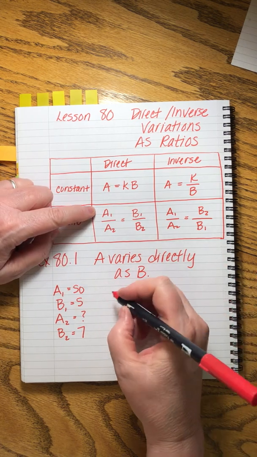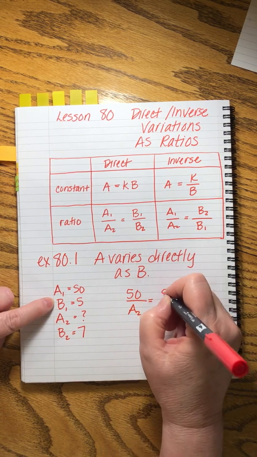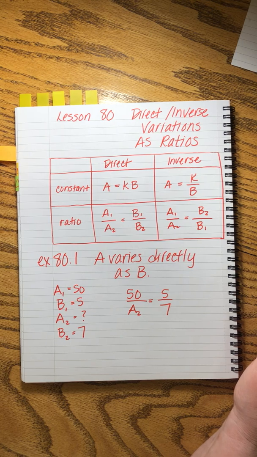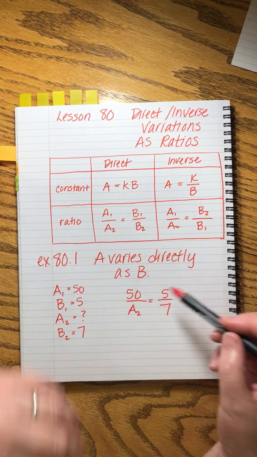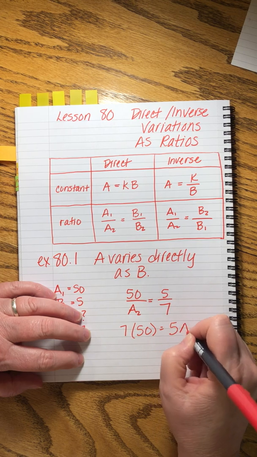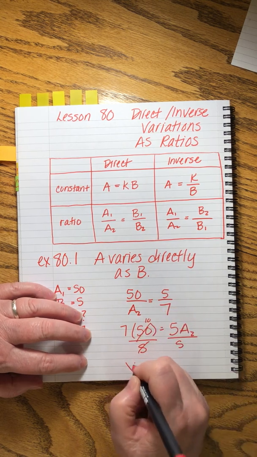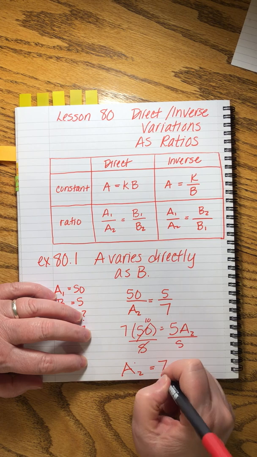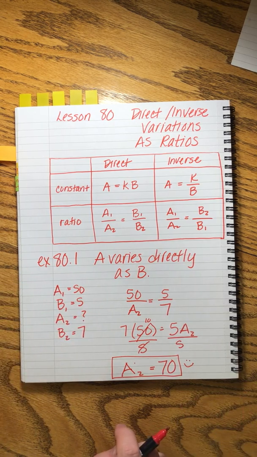Beautiful. And now we just set it up. 50 over A2 equals 5 over 7. And this one barely even deserves to be solved because, obviously, this is going to be 70, but we would cross multiply. We would do 7 times 50 equals 5 times A2. We would divide by 5, cancel those and get a 10, and we would get that A2 equals 70. Piece of cake, right? We just make a list and fill it in. Okay, let's try another one.